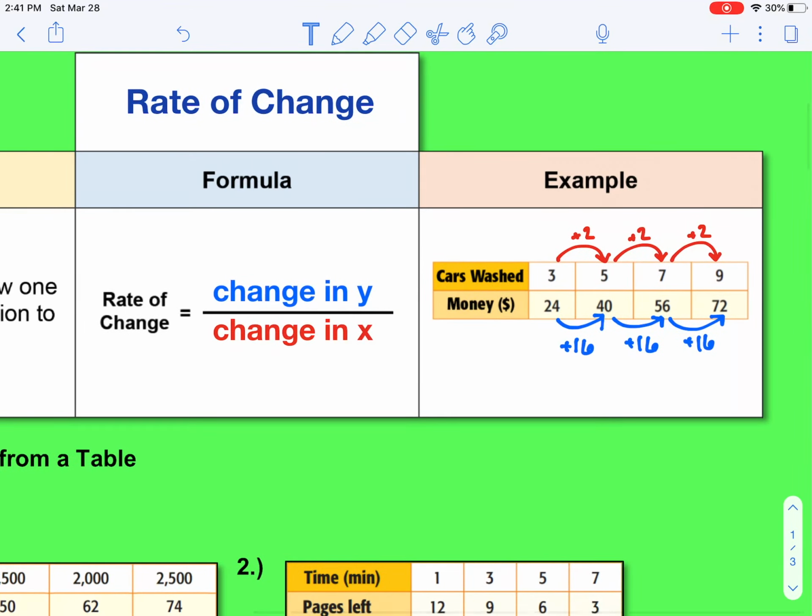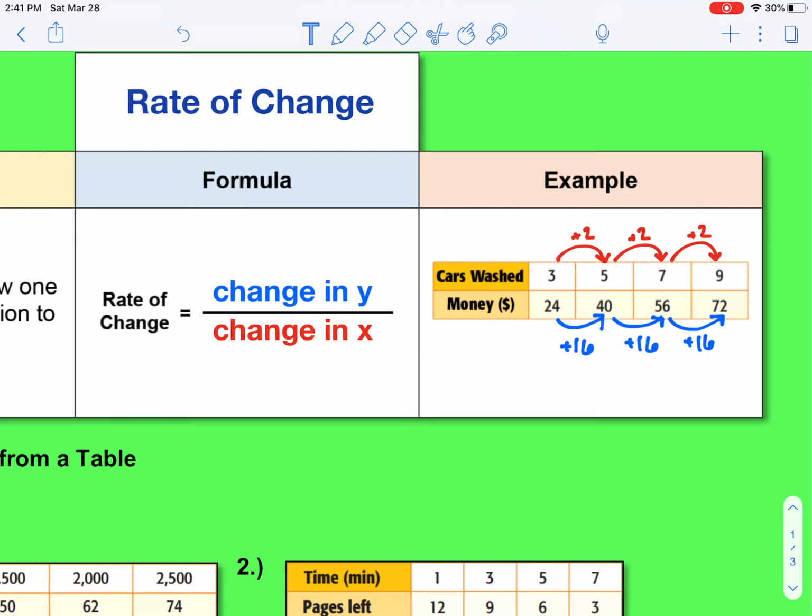So here's our example. Our example is car washes and how much money you make. If you wash 3 cars, you make $24. If you wash 5 cars, $40, 7 cars, $56, 9 cars, $72, and so on. So you'll notice I did a little math in there for us already. I'm looking for the change. How much does something change?